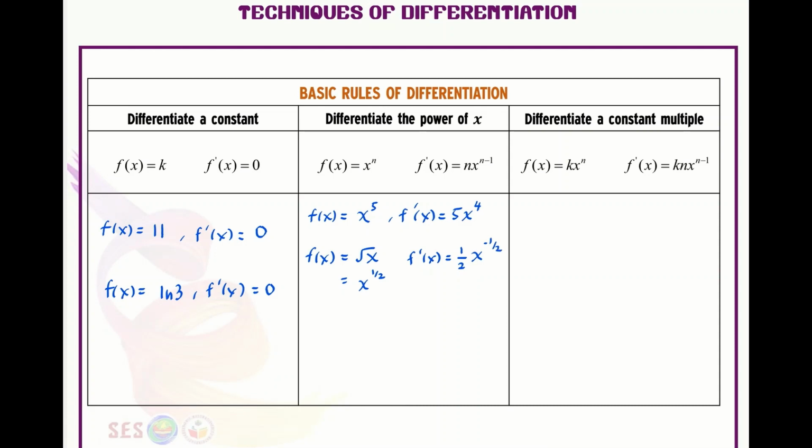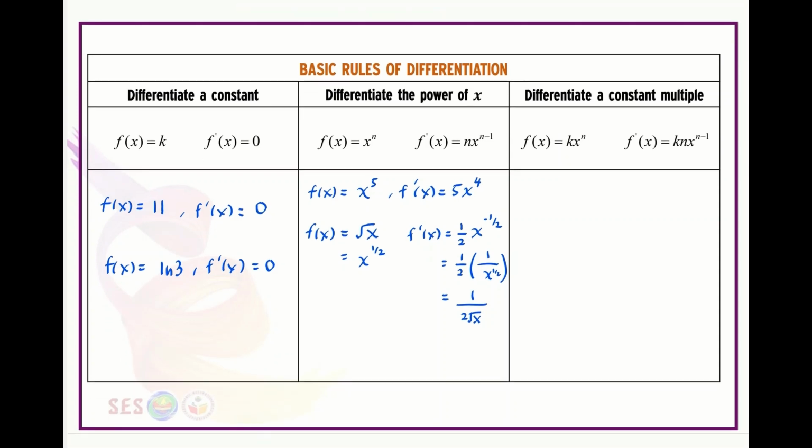Okay, so we can just leave the answer just like that, or if we want to make it positive, I should write it as 1 over x to the power of 1 over 2. So then eventually it will be 1 over 2 times x to the power of 1 over 2, or it can also be written as 1 over 2 square root of x. That is even better.